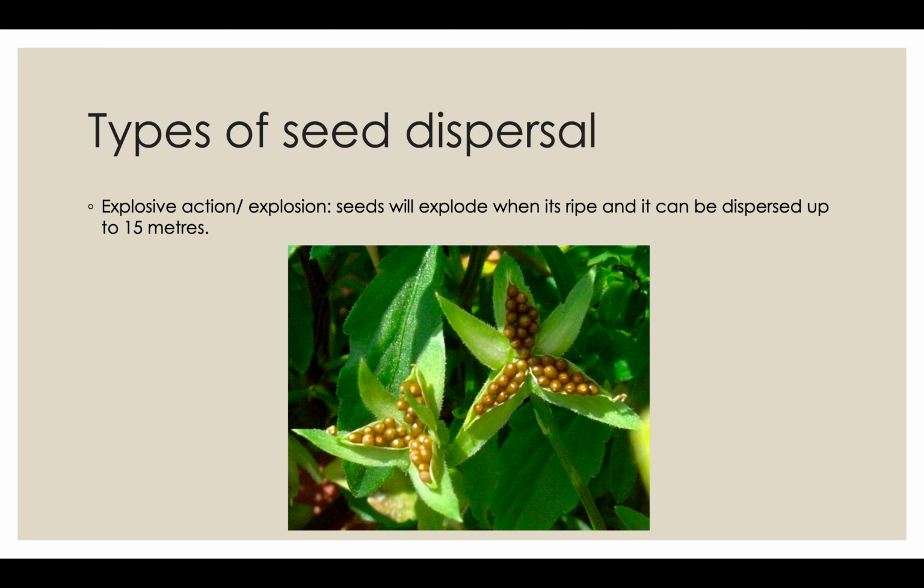Another way seeds can be dispersed is through explosive action, or explosion. Okay? Seeds will explode when they're ripe and can be dispersed by up to 15 meters. Okay, so usually bean pods. When bean pods are out in the hot weather, when it gets too hot for them to handle, they will explode, and the beans inside the bean pods will spread everywhere.